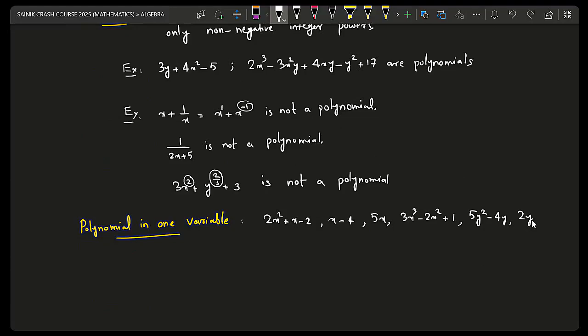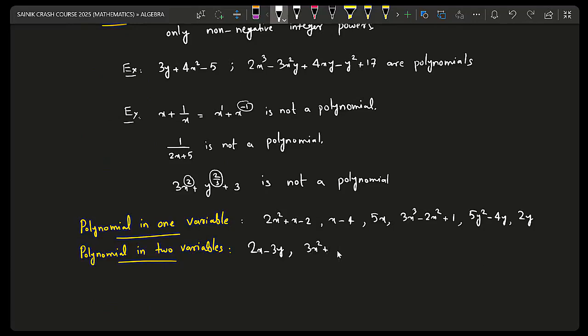And next, polynomials in two variables. That means we are going to use two variables to create the polynomial. For example, 2x minus 3y. There are two variables used, x and y. So this is a polynomial in two variables.